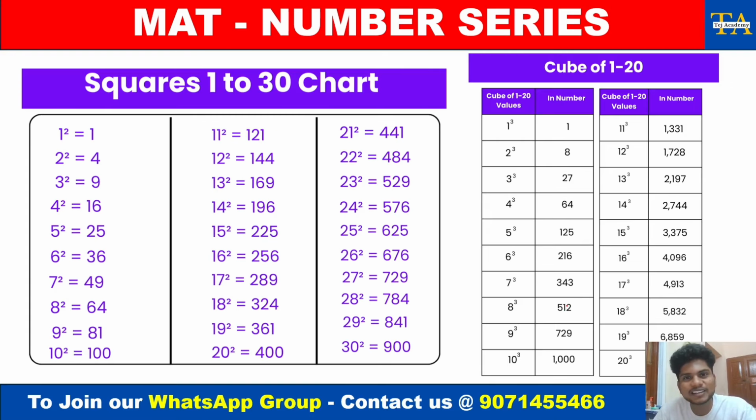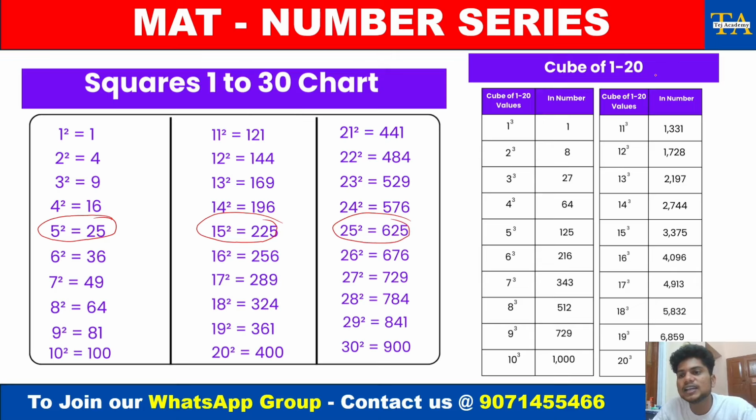So let's begin our session. To find the rule, we need to be friends with some special numbers. First let us remember some squares, like 1 to 30 squares. Here is the chart of the square numbers from 1 to 30. For example, you all know that 5 square is 25, 15 square is 225, and 25 square is 625. Like that you have to remember from 1 to 30 square numbers.